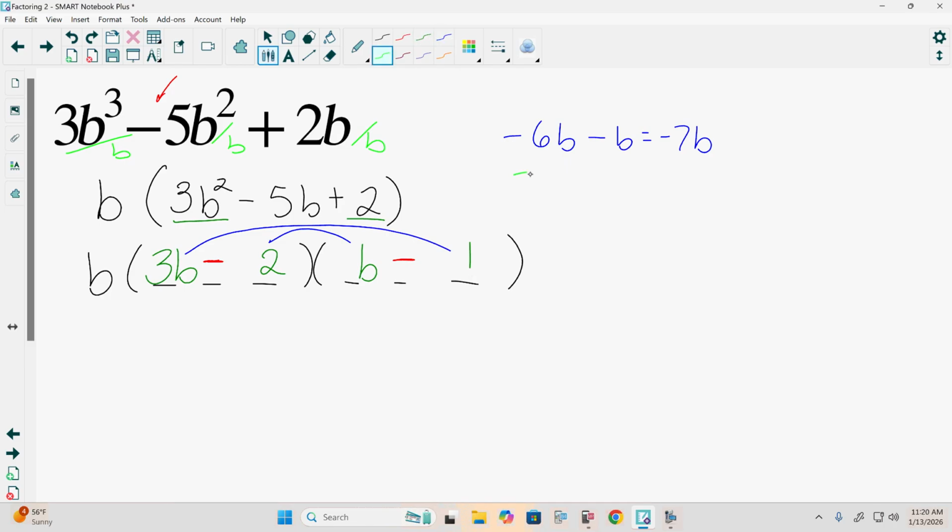3b times negative 1 is going to be negative 3b. Negative 2 times positive b would be negative 2b. Negative 3 minus 2 is negative 5b.